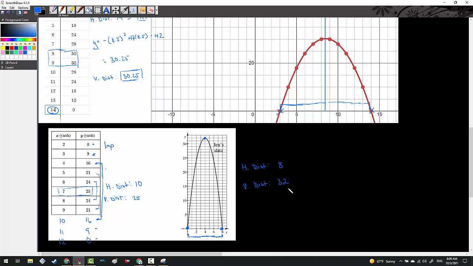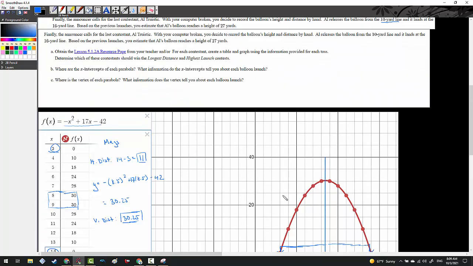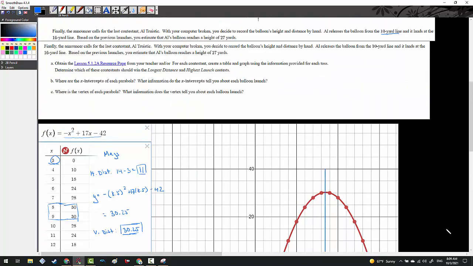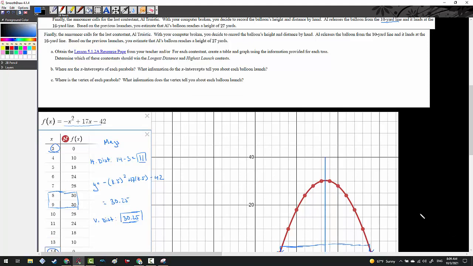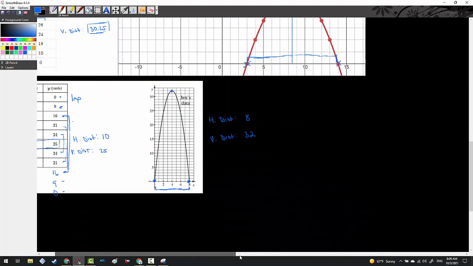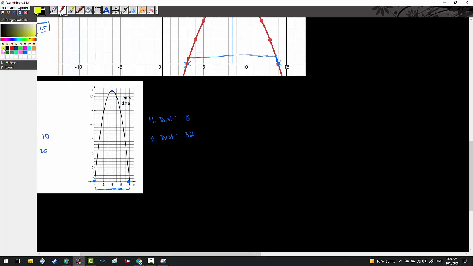Let's come back and talk about our good old buddy Altruistic. And our good old buddy Al, he launches the balloon from the 10-yard line and it lands at the 16-yard line. Let me graph that first before we move on because I'm going to take this one step at a time. I'll do Al in yellow here. Here comes Al. And he launches it from the 10. From the 10, it lands at the 16.